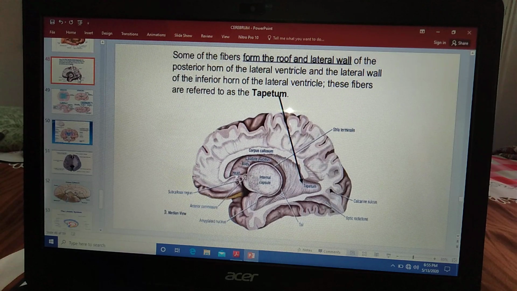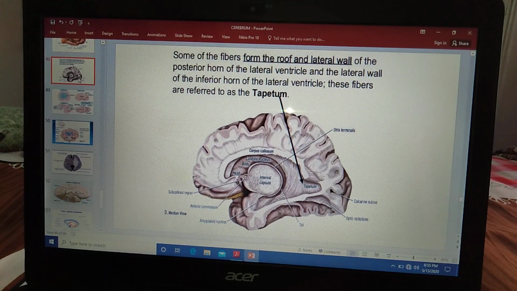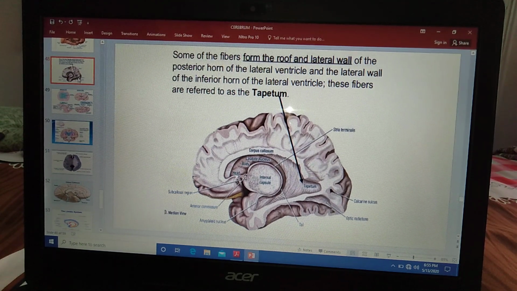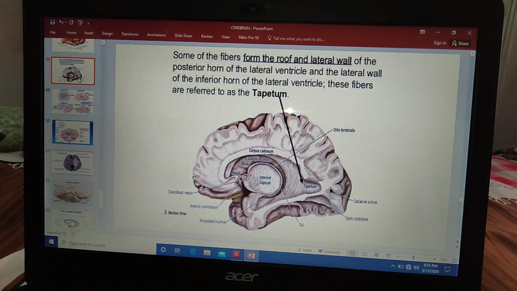Functional significance of the corpus callosum is that it helps in coordinating the activities of the two hemispheres. Right, it is a connection between the two hemispheres and thereby helps in coordinating the activities between the two cerebral hemispheres. Okay, that's all about the corpus callosum.